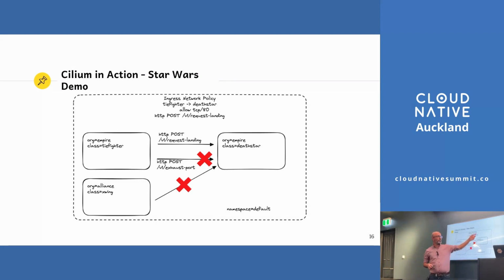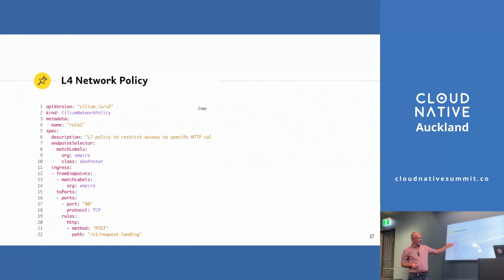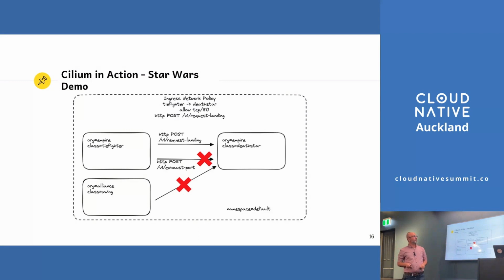So now you're going to say TCP port 80 is allowed. If you're talking to request landing, then you're allowed. Any other type of request is denied. And this is the policy for it. Basically the same as the one before, just adding this method now. So again, this policy is applying to the Death Star. If you are org Empire talking over port 80, you are allowed. But now you are only allowed to use the HTTP POST request landing. Okay? And yeah, that's about it. And now, hopefully, the demo gods are going to work for us.